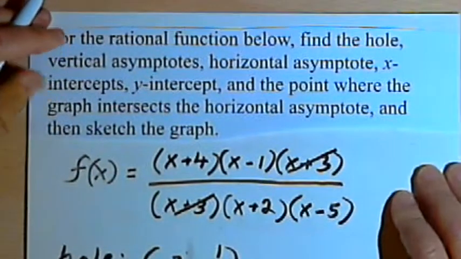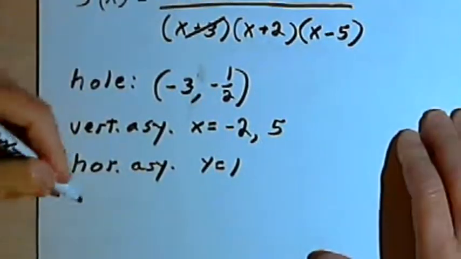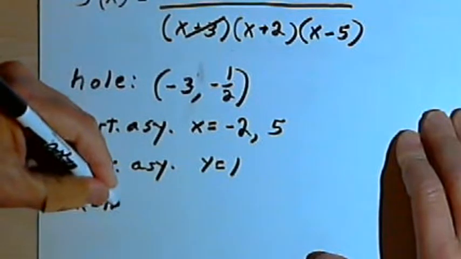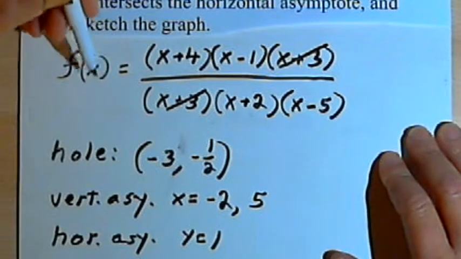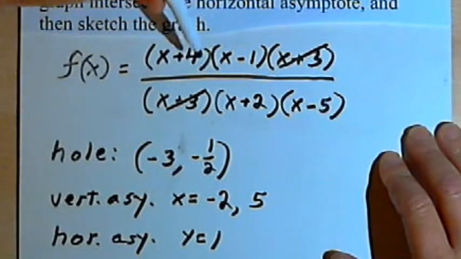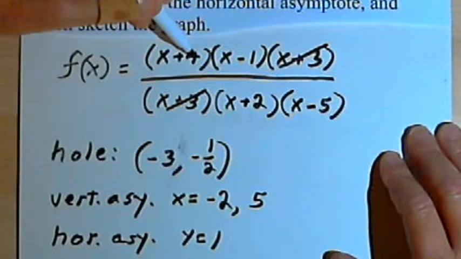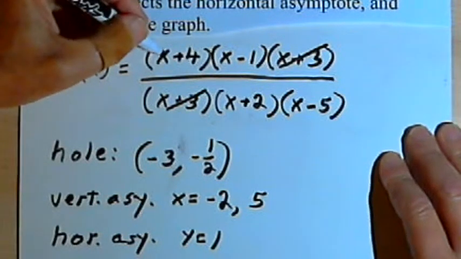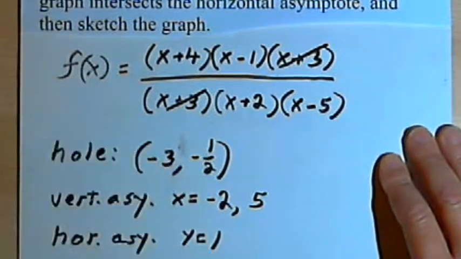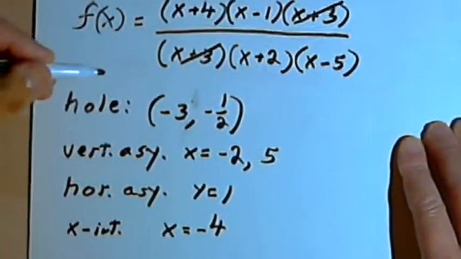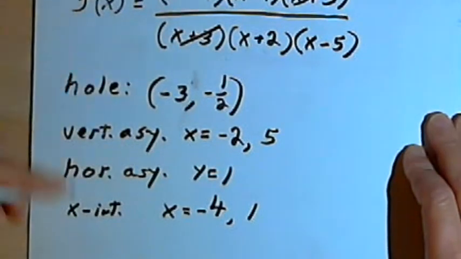Okay, after that we want to find the x-intercepts and the y-intercept. Okay, so for the x-intercepts, the x-intercepts are going to happen when the function equals 0, which would happen when the numerator equals 0. So if I've got an x plus 4 as a factor in the numerator, then x equals -4 would be a location for an x-intercept, and x equals +1 would be where the other x-intercept is.